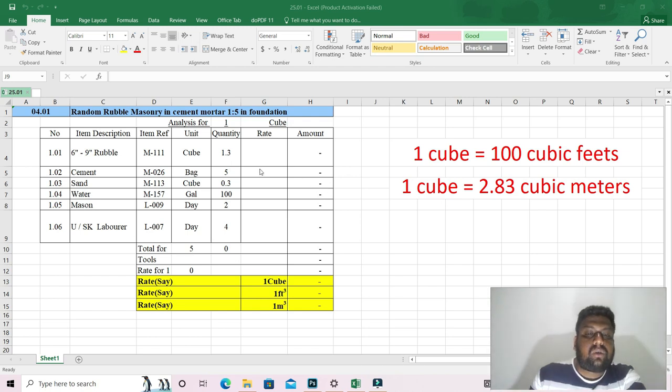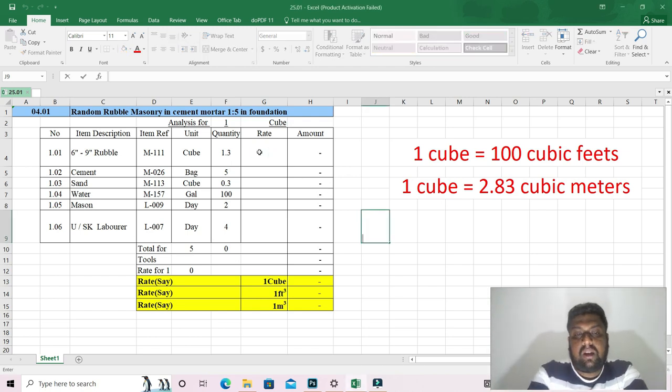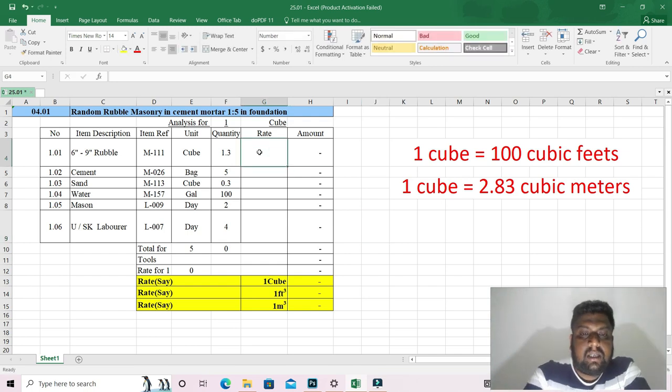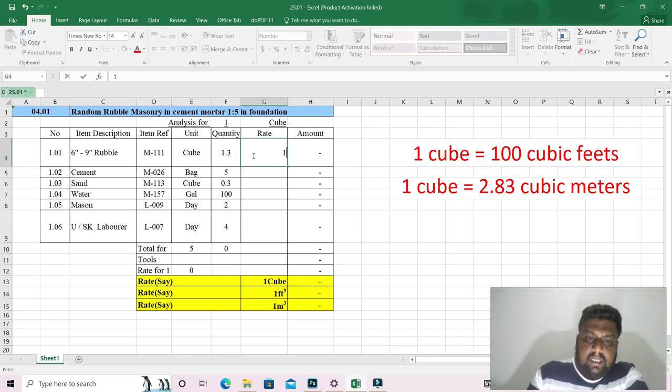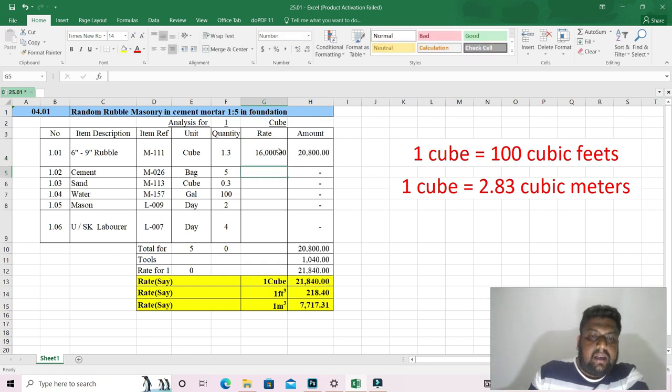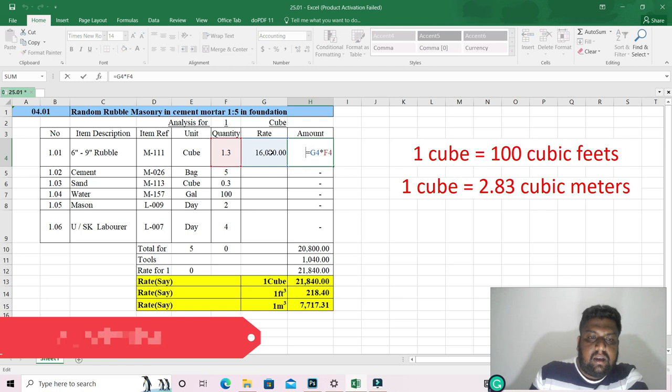Here I am from Sri Lanka, so I'll put my currency here. You can put your currency, then you can calculate the cost for your work. In my country, 1 cube of rubble, that means 100 cubic feet of rubble, is 16,000 rupees. I'll put 16,000 here, and this will multiply and give the answer.